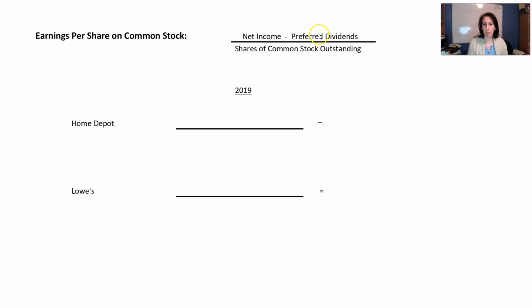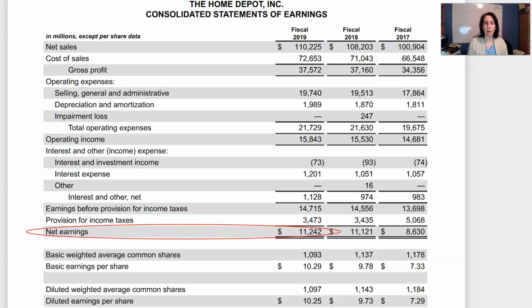Now there may or may not be preferred dividends, but the idea with this is how much is the company earning on behalf of a single shareholder. All right, so we grab the net earnings number there, 11,242, and you see that they're down here. Like I said, they're required to be here, so we should come up with 10.29 in our calculation.